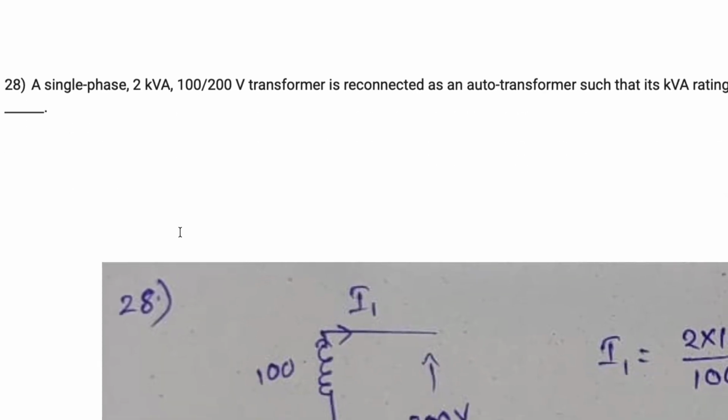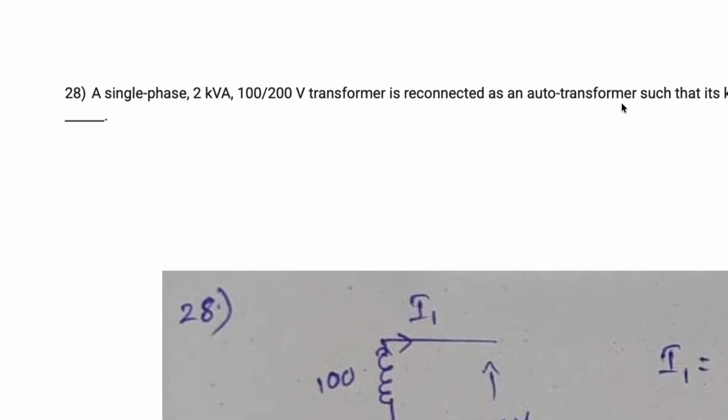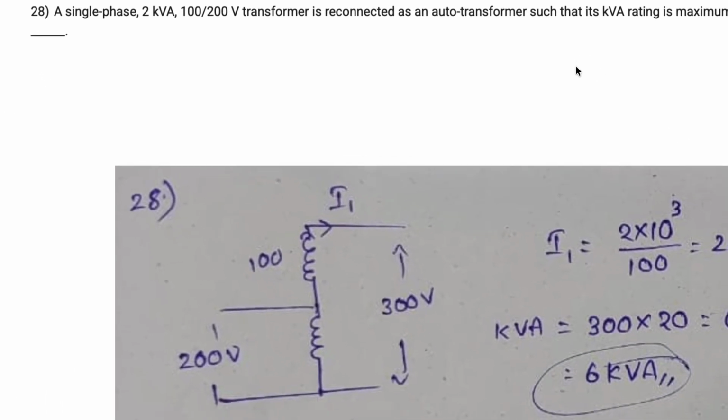Moving on to the next question. A single phase 2 kVA 100 by 200 transformer is connected as an auto transformer such that the kVA rating is maximum. The question is asking for the new kVA rating, which is the maximum rating.